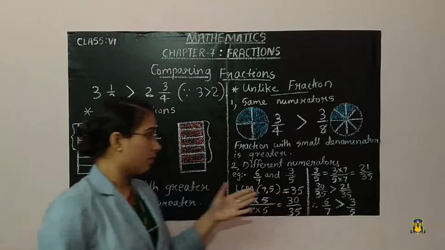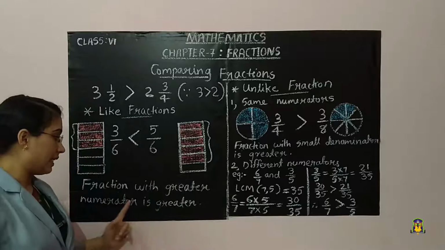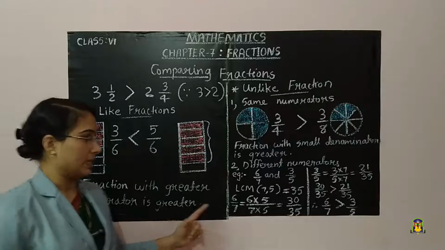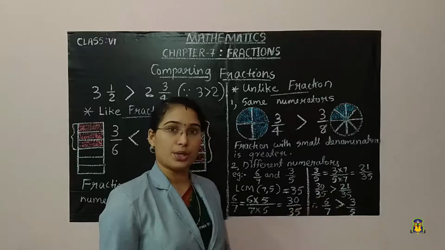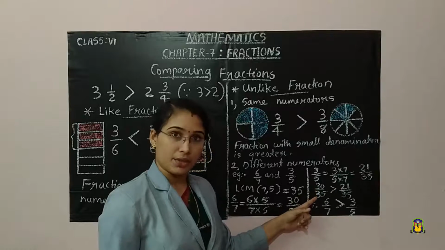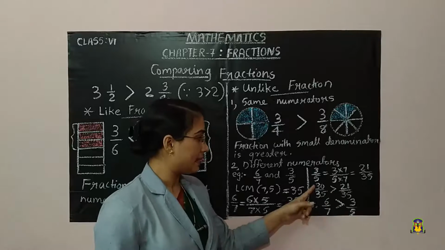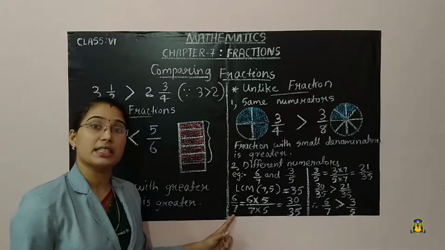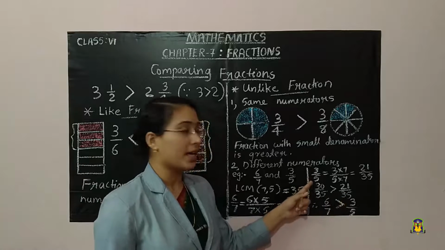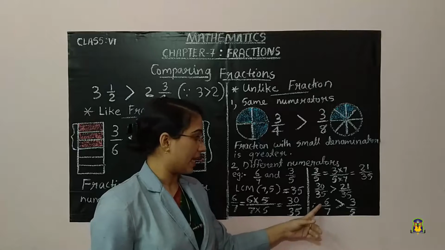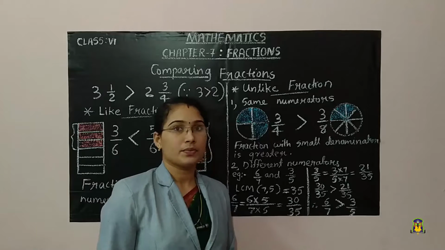Now we have like fractions. How to compare like fractions? The fraction with the greater numerator is greater. So here which one is the greater numerator? 30 is greater than 21. So 30 by 35 is greater than 21 by 35. Then what is 30 by 35? That is our question's 6 by 7. Then 21 by 35 is 3 by 5. So the final answer we can write: 6 by 7 is greater than 3 by 5.